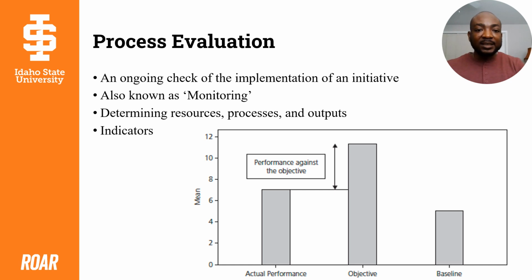We also look at indicators with respect to process evaluation. Indicators are the quantitative or qualitative variables that allow the changes that occur as a result of an intervention to be measured. So indicators show whether the intended results are achieved. They are objectively verifiable and can be assessed repeatedly.